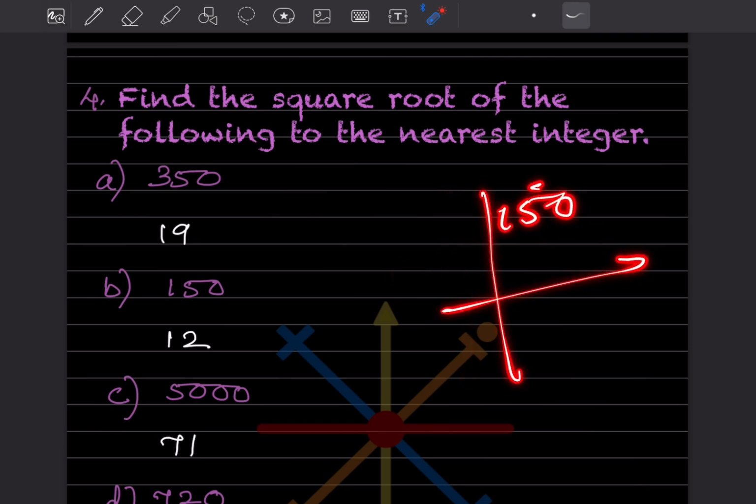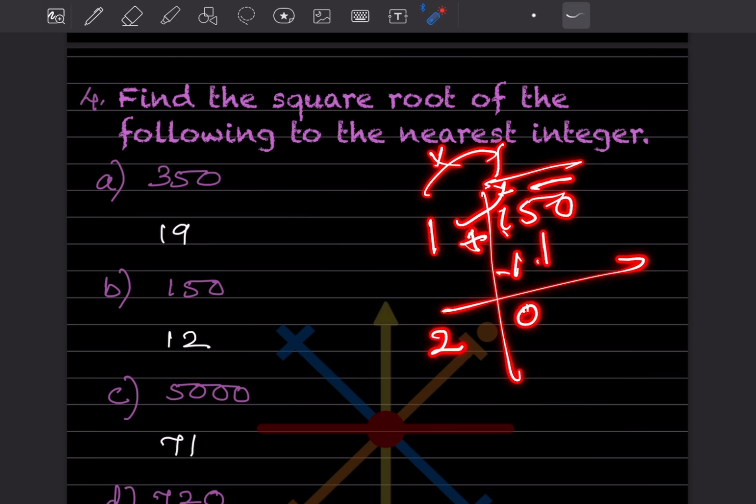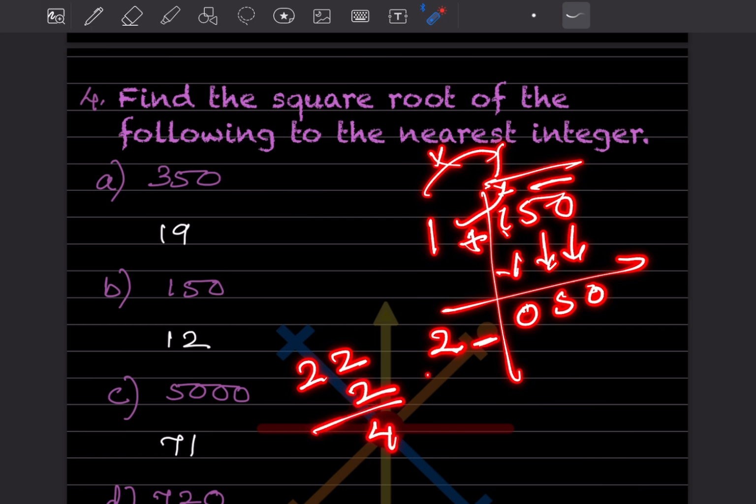So again we are going to make pairs of it. So 1 ones are 1. This is multiplication. We are going to add it later. For this will be 2. Here will be 0, and you are going to take 2 numbers down, 50. So now along with this, if you are taking 22, 2 twos are 44.